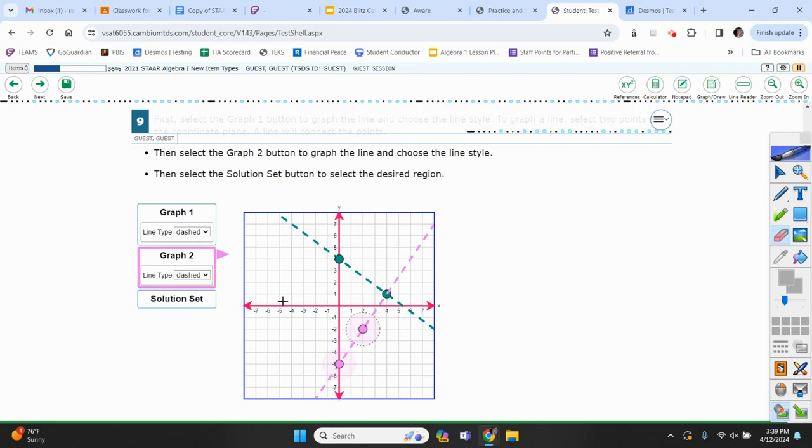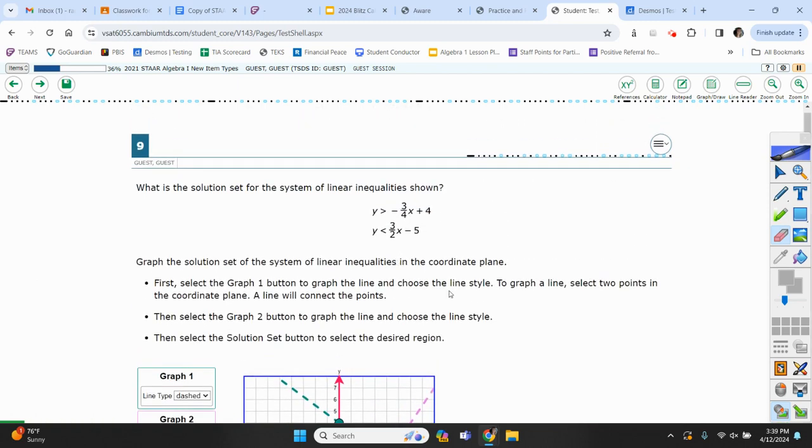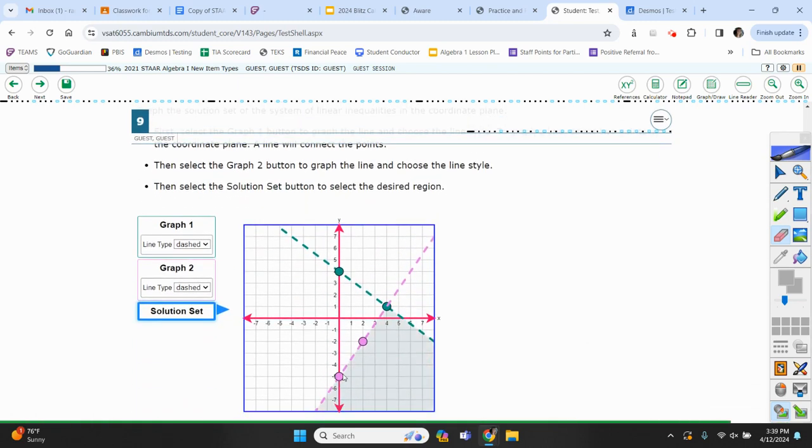But again, we're supposed to be graphing the solution set. So now you click on solution set. Remember we said this is the region shaded on the green line. And then for the pink, it's less than, which means all the numbers underneath that line, which is this region. So if it's one of these 3 sections, it has to be the overlap. This is the overlapped area.